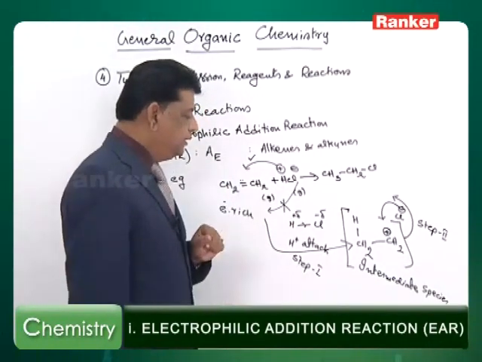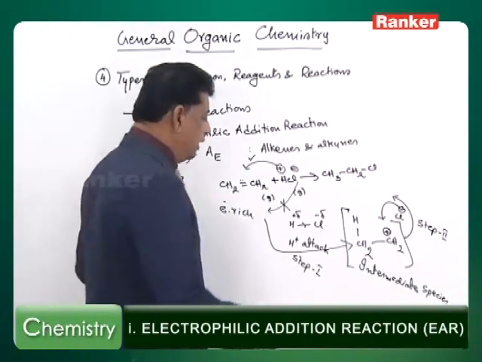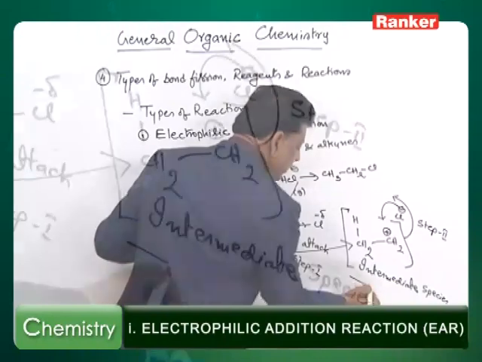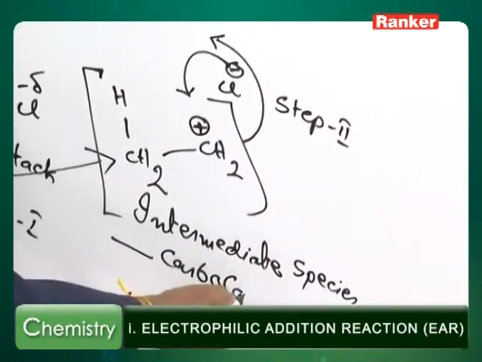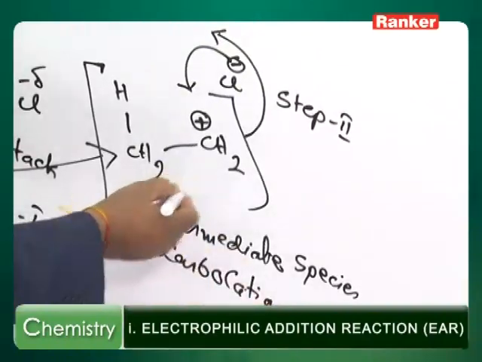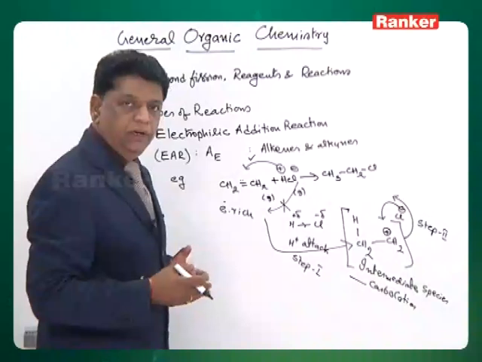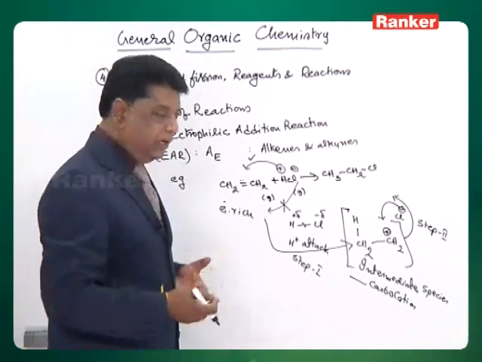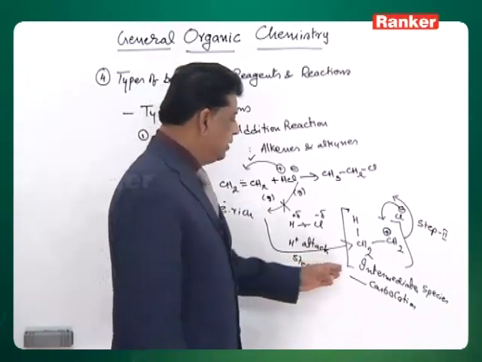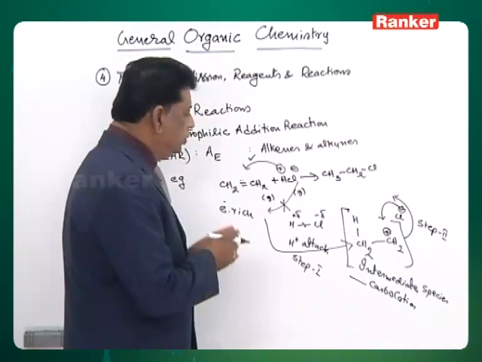Specifically, this intermediate species has a plus charge on the carbon, therefore I call it a carbocation. Now in this case, this is the ethyl carbocation. If I take propene, you get the propyl carbocation, butyl carbocation and so on. Some carbocation is formed on which Cl minus will attack. So there are 2 steps.